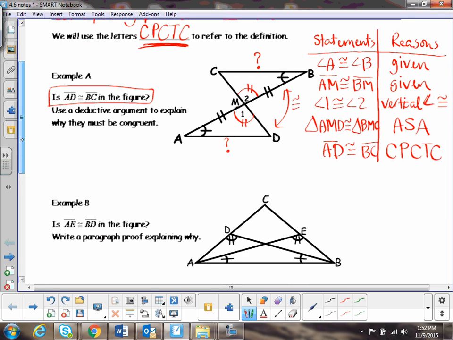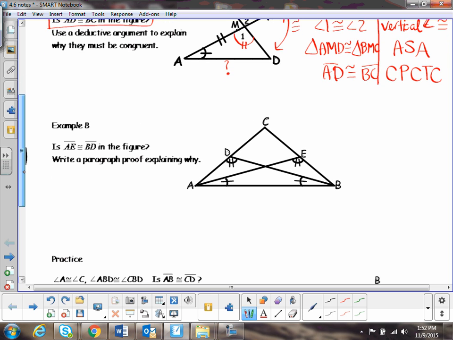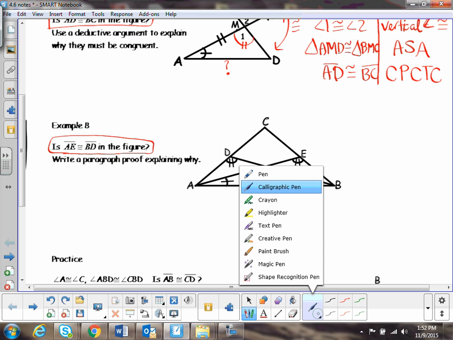Okay, let's try another one. Everybody got that one down? Okay, the second one. Again, highlight or go through and mark what they want you to find. Is AE congruent to BD? I'm going to use a highlighter because these are always confusing and students usually get these wrong, at least in the passages, because it's a triangle on top of another one and it's kind of hard to see. So let me get the highlighter.